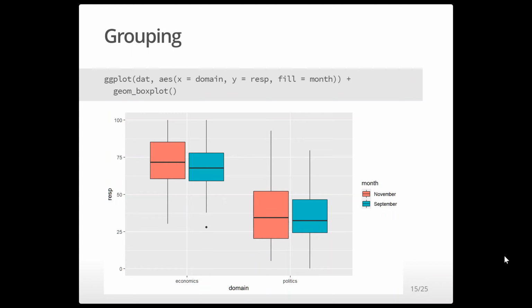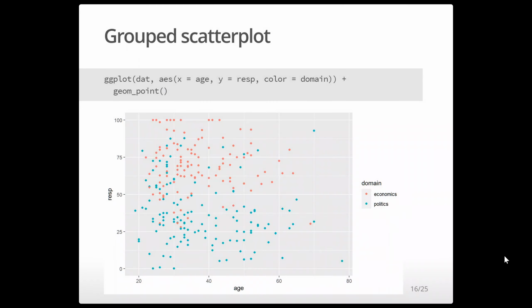So here you see same thing as before with our box plot. The only addition is inside the AES argument, I added fill equals month. Fill is the inside color of the objects, and then we still have geom_boxplot. And here you see now we have a grouped box plot separated by month. So we have RESP by domain and month. So this is a factorial plot. And we can do the same thing with our scatter plot. Here, instead of the argument fill, I use the argument color, because for points you don't use the fill argument, you use the color argument, but otherwise it's the same idea.